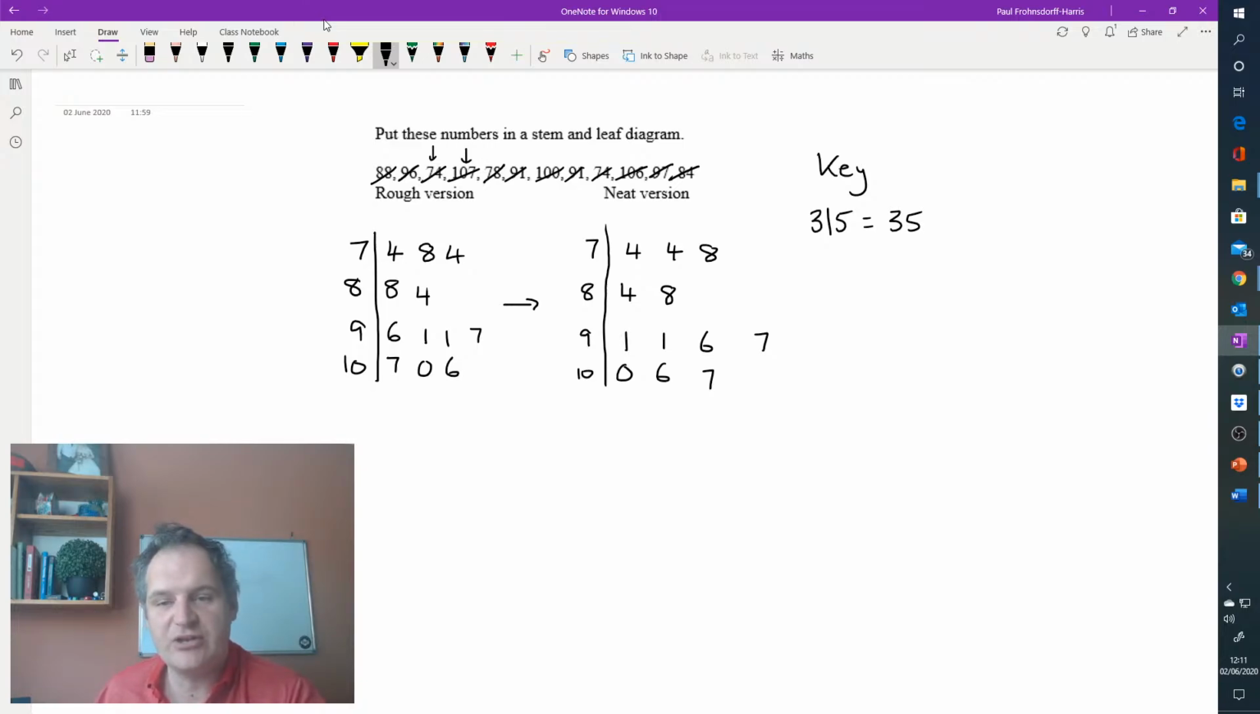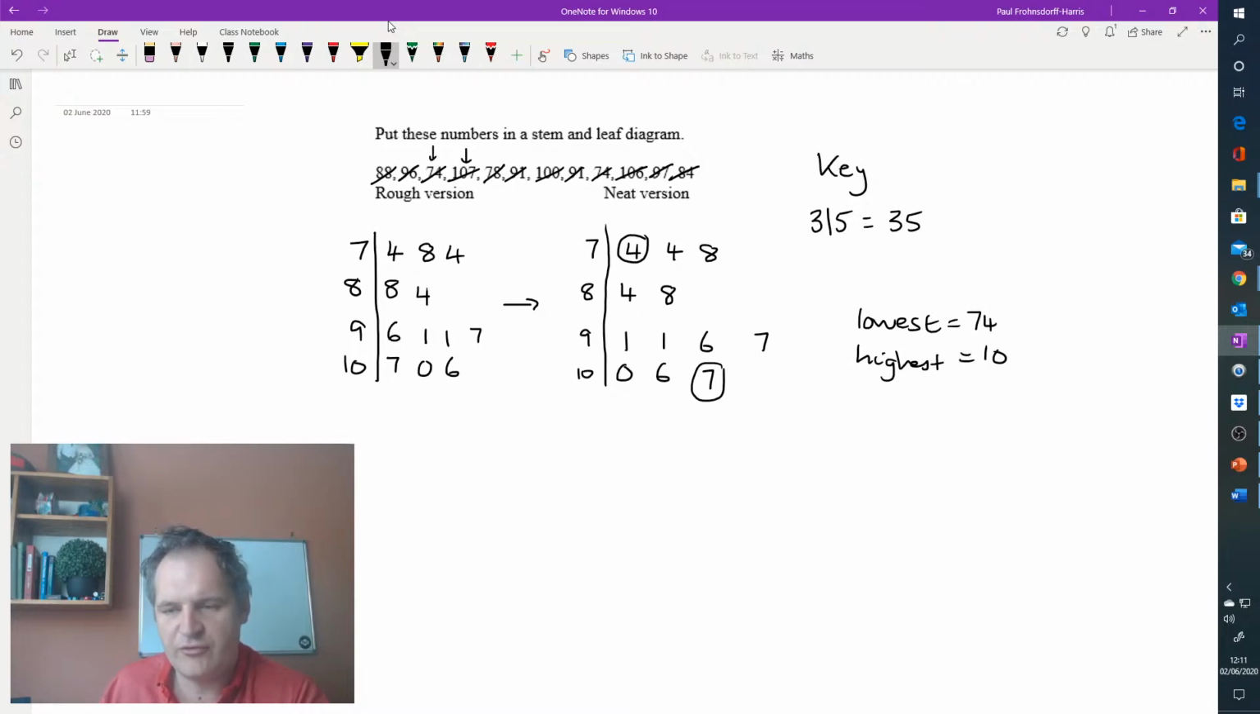The next stage, what I always like to do, is then identify what the lowest number is and the highest. So the lowest is 74. The highest is 107. We've then got the range, which can be found out between them. 107 minus 74 is 33. We can then find the mode, 91 and 74.